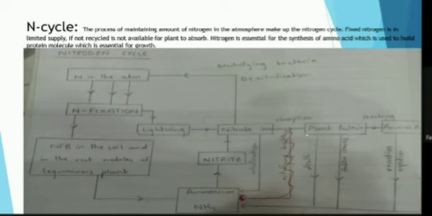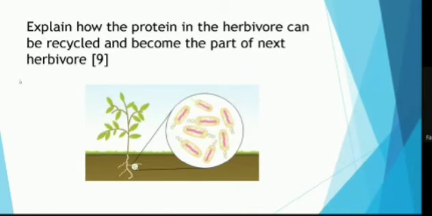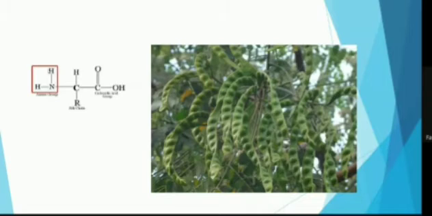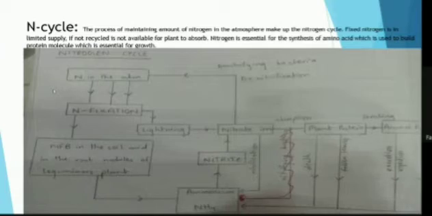Now, when the plant absorbs nitrogen in the form of nitrate ion and ammonium ion, then of course this nitrate ion and ammonium ion are used to synthesize what? Amino acid. As we all know, the structure of an amino acid contains an amino group, and the nitrogen for this amino group comes from the nitrate ion and ammonium ion. So this is how the amino acid is formed, and then this amino acid is converted into plant protein.